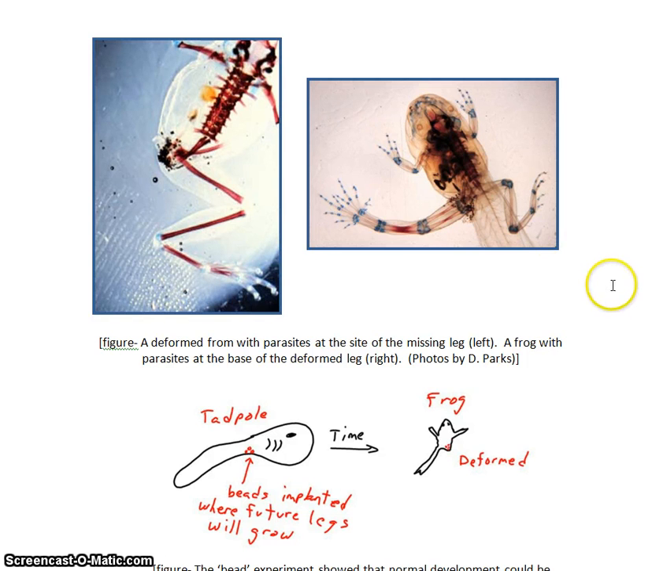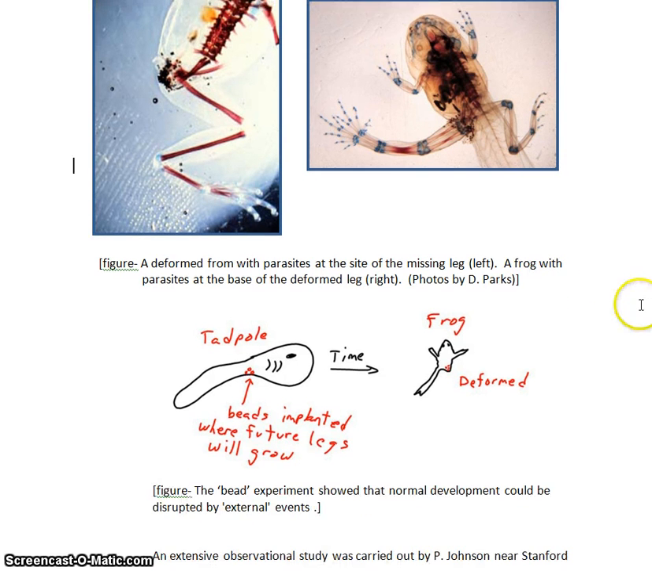And so some researchers tried to do an experiment similar to the parasites, but without parasites. Instead, what they did was they took tadpoles and they implanted tiny little beads where future legs would grow. And the implantation of those little beads did, in fact, cause deformities later on during development. And so this established that just the physical presence of some foreign body might interfere with development of normal frogs.